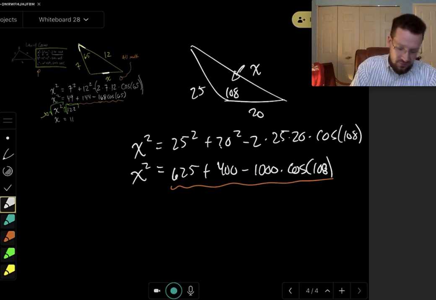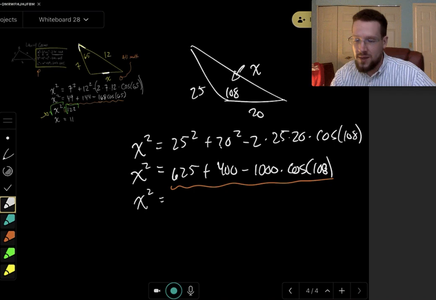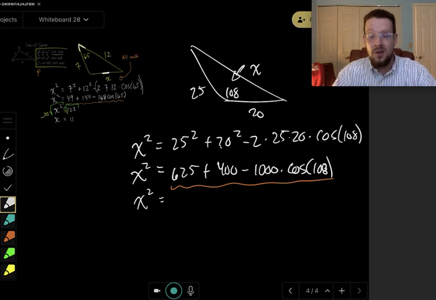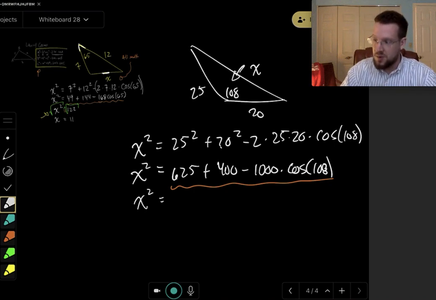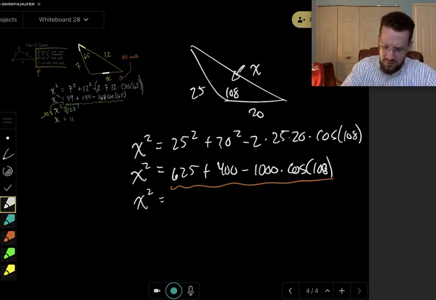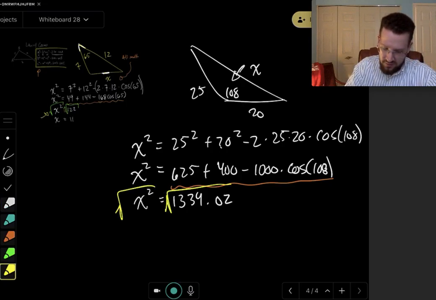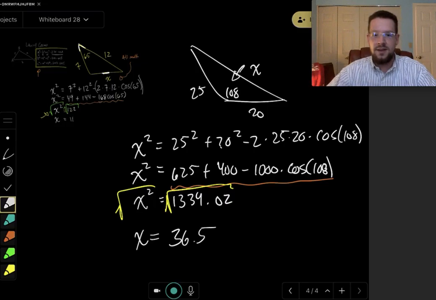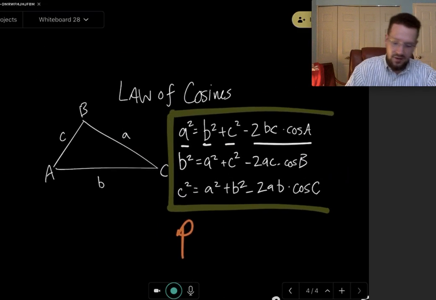I'm really suggesting we use our Google calculators, or if you have some sort of nice handheld calculator, of course you can do that, but the one on your phone is going to struggle doing this stuff. So we can put this in our calculator, and we get what I believe is 1334.02, and then we can finally take the square roots of both sides, and we have x is equal to 36.5.